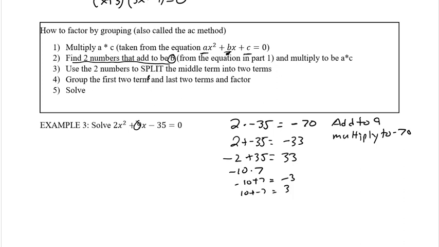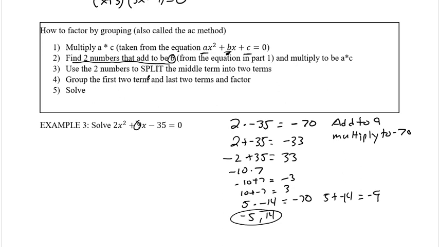So again, there's a little bit of guess and check here, but now, if 10 works, then 5 must also work. What about 5 times negative 14, which is also negative 70? But 5 plus negative 14 is negative 9, so we need negative 5 and positive 14 then. So those are our two numbers. They add to be positive 9 and they multiply to be negative 70.